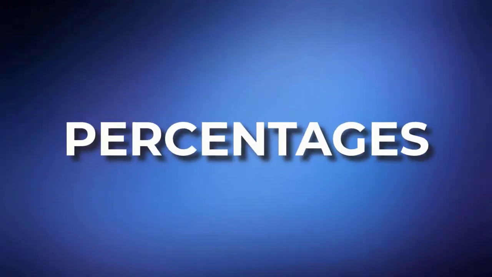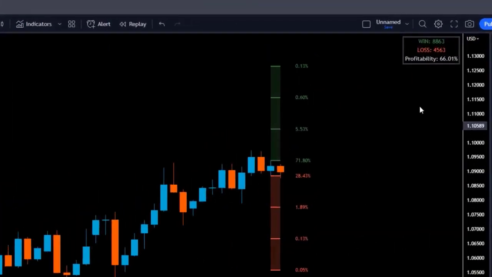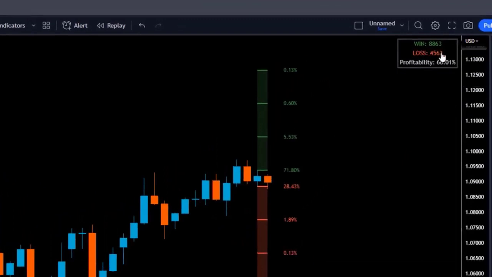This way the indicator can showcase accurate percentages of whether or not the next candlestick will break the previous high or low. We can also see that there is a table in the top right corner of the screen which shows the total wins and losses, allowing us to see the average win rate. Keep in mind that this is by using the most basic strategy. Later on in the video we will show methods to increase the win rate.